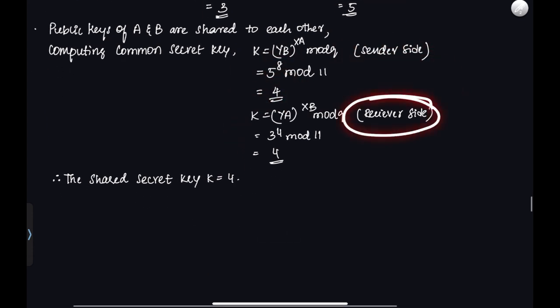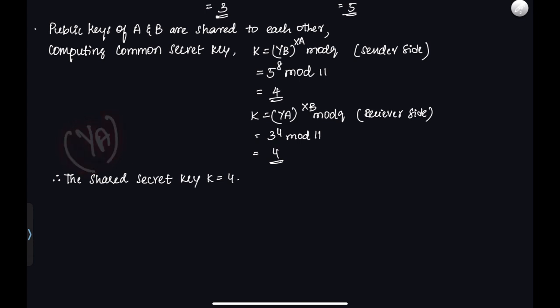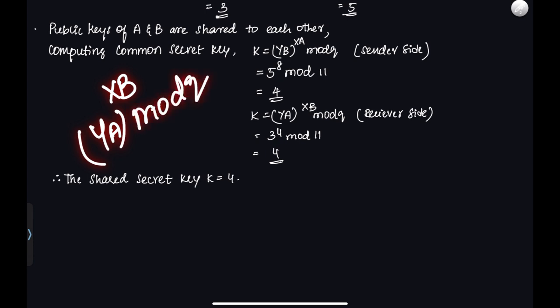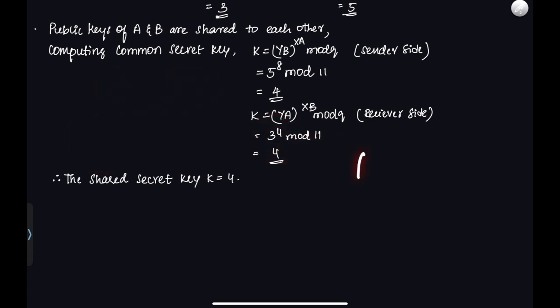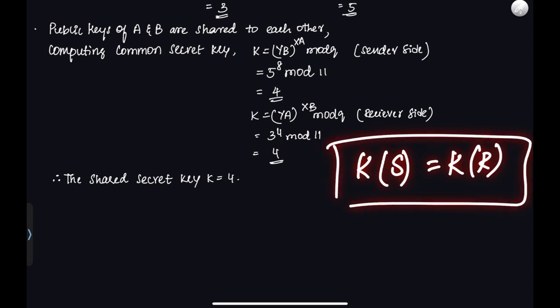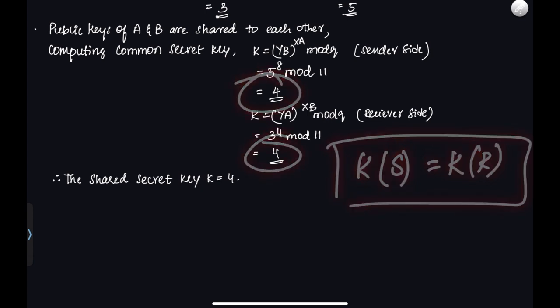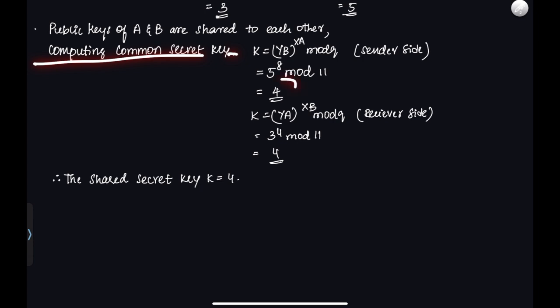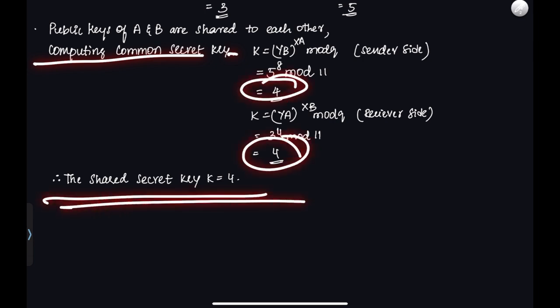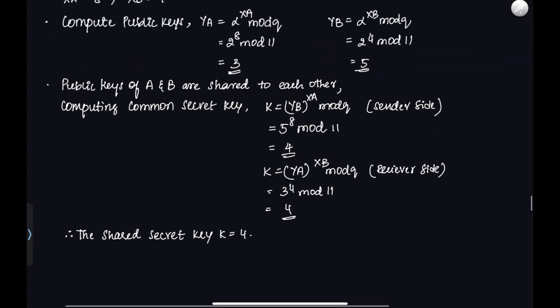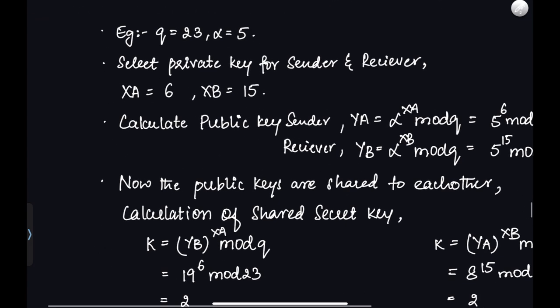Next, we'll calculate from the receiver side, from Bob's side or b's side. Here he'll first consider the public key of the sender to the power of his private key mod q. So 3 power 4 mod 11 gives the value 4. We know that k on the sender side and k on the receiver side should both be the same. When we calculate, it has to be the same. That's when we can say the common secret key is generated. So 4 and 4. Thus, the secret key is k equal to 4. That's how we calculate the secret key for the given values.